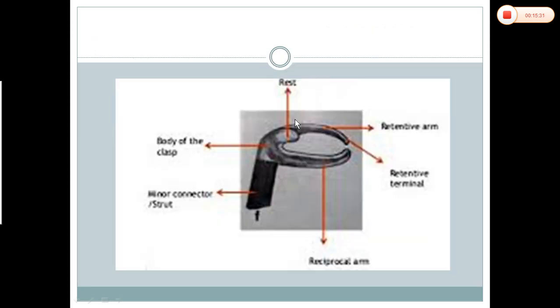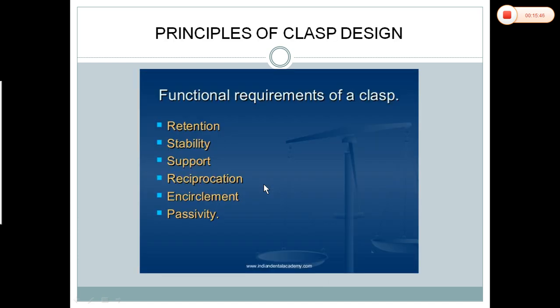So this is the clasp assembly. You have the return to arm terminal, reciprocal arm, rest, body of the clasp, shoulder and minor connector. Now, what are the requirements of a clasp assembly? It requires retention, stability, support, reciprocation, encirclement, passivity.